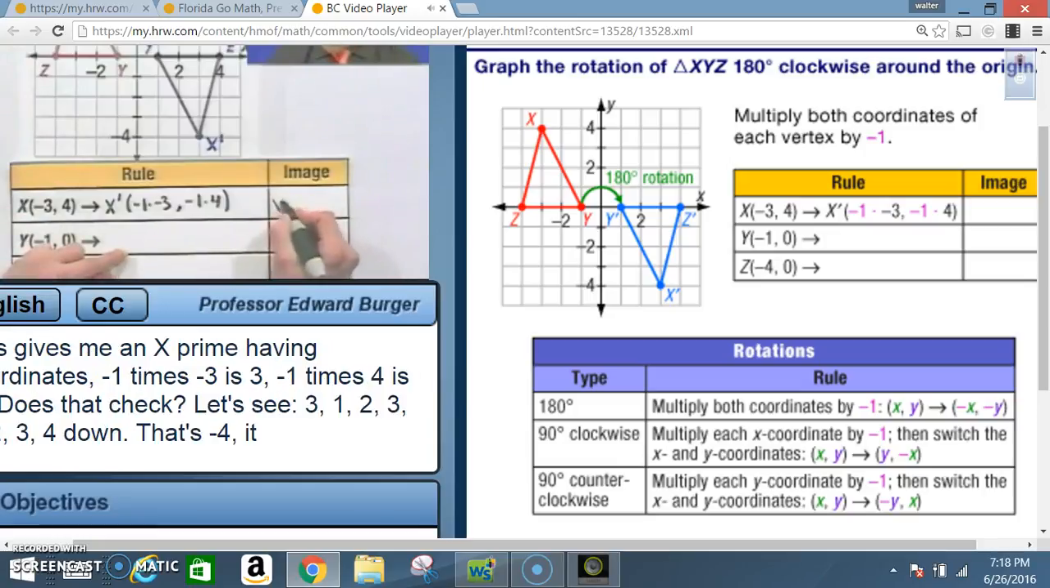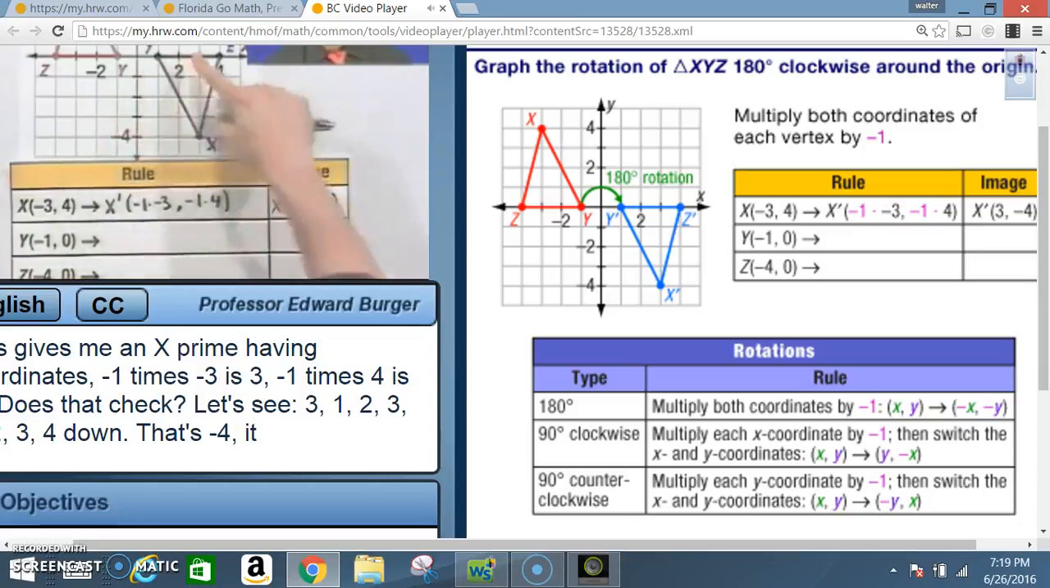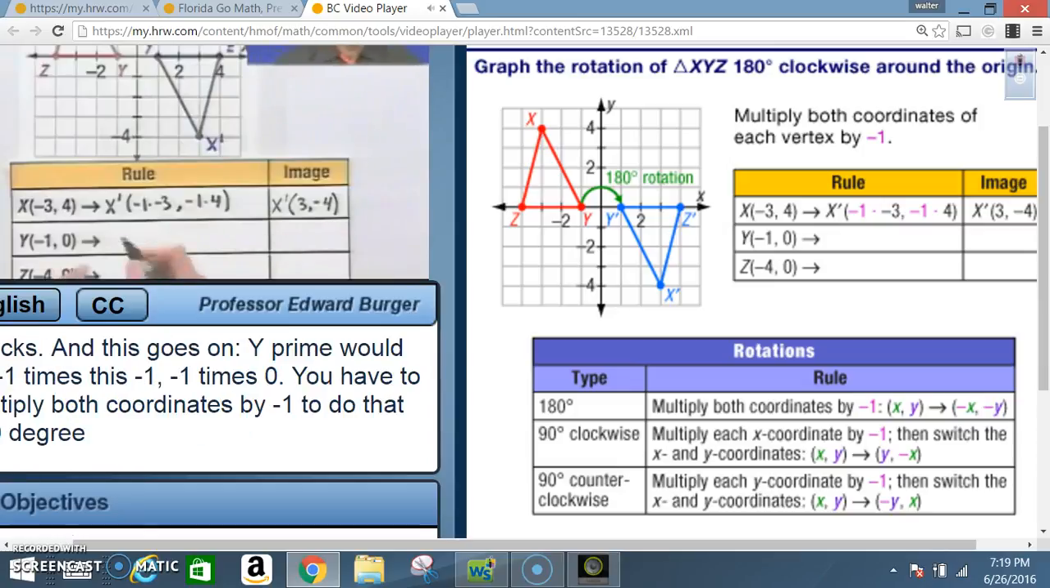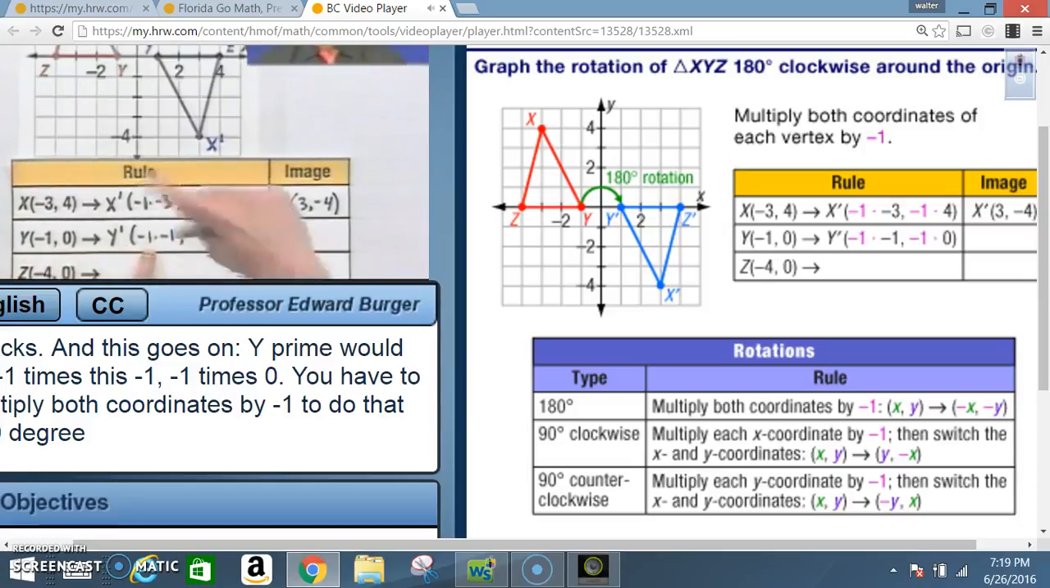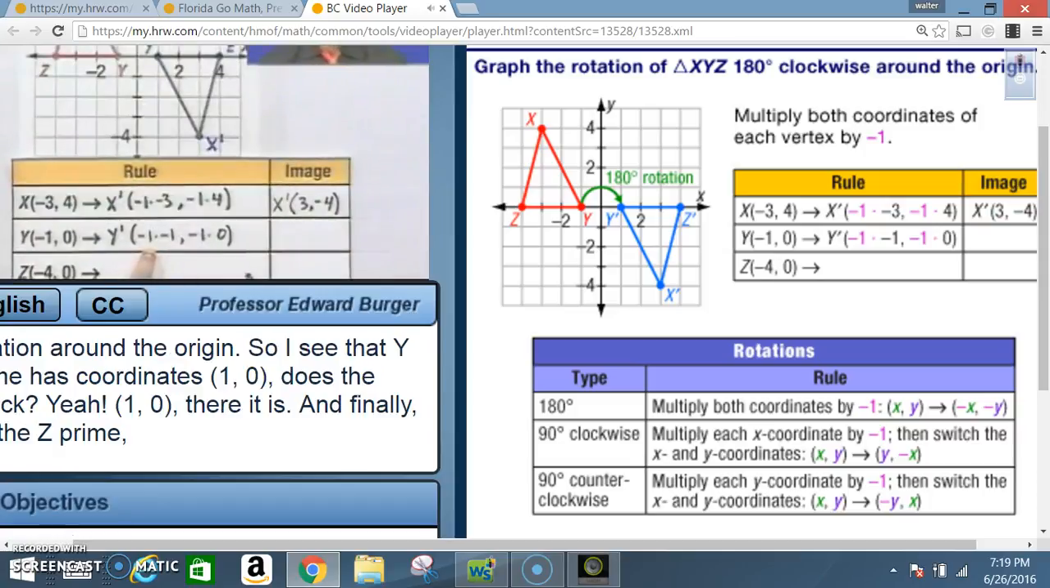And what does this give me? This gives me an x prime having coordinate -1 times -3 is 3, -1 times 4 is -4. Does that check? Let's see. 3, 1, 2, 3, 1, 2, 3, 4 down, so that's -4, it checks. And this goes on. Y prime would be -1 times this -1, -1 times 0. Again, I multiply both coordinates by -1 to do that 180 rotation around the origin.